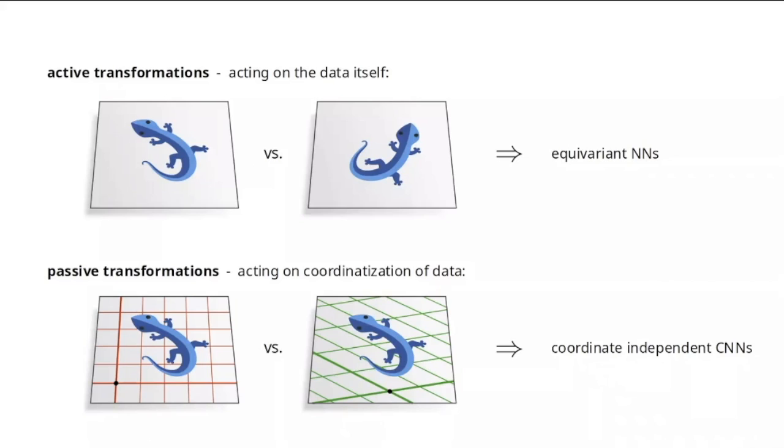If you have an active transformation, you can also view it as a passive transformation of your coordinate system. And from the observer who sits in the coordinate system, these two things look exactly similar. If you have active transformations, you get equivariant neural networks. If you have passive transformations, you get coordinate-independent neural networks. But these things are not necessarily the same. You could also describe a non-equivariant network in a coordinate-independent manner. But the point I want to make is that if you have a weight-sharing process, let's say of a kernel between different points, or if you don't know in which coordinate system you should apply your kernel, if you don't have a preferred coordinate system, then you actually need equivariance. So coordinate independence and weight sharing together implies equivariance.